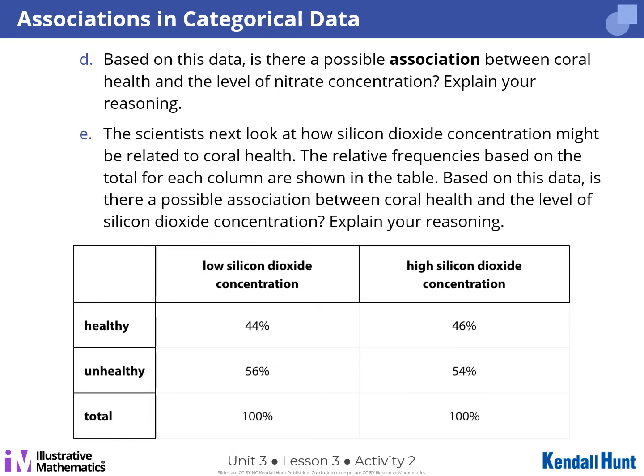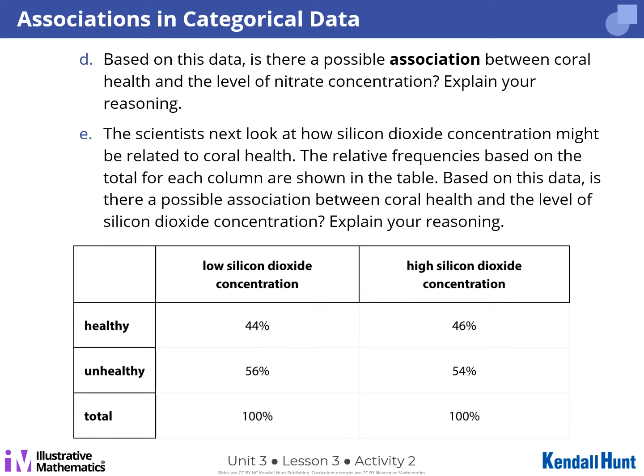Another chemical that scientists look at in determining coral health is silicon dioxide. So this relative frequency is based on the total for each column. Based on this data, is there a possible association between coral health and the level of silicon dioxide concentration? What do you think? Explain your reasoning.